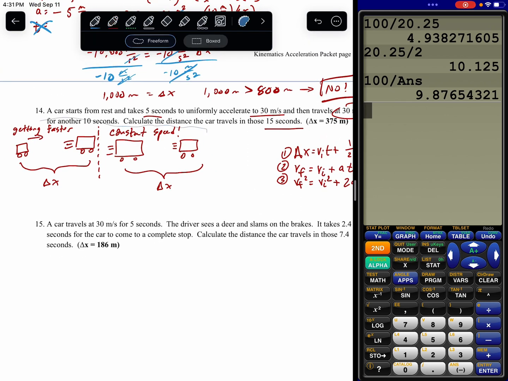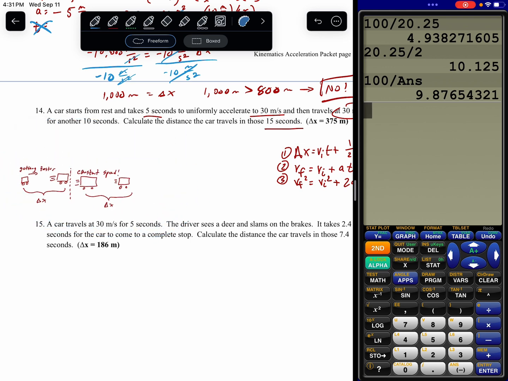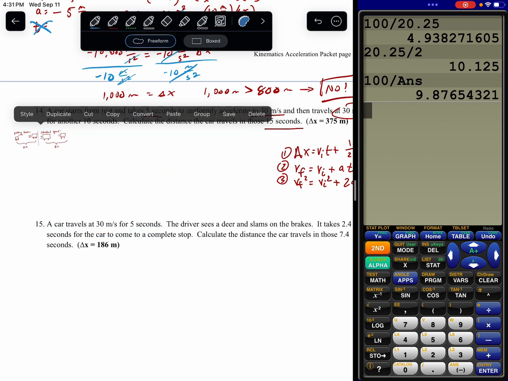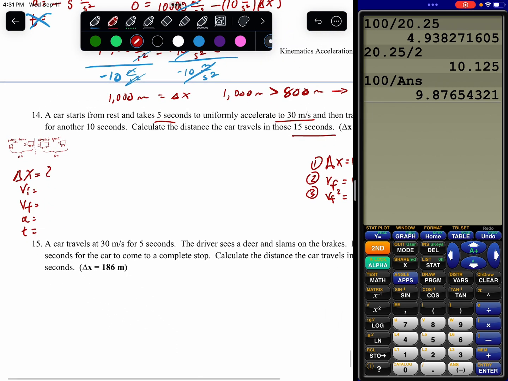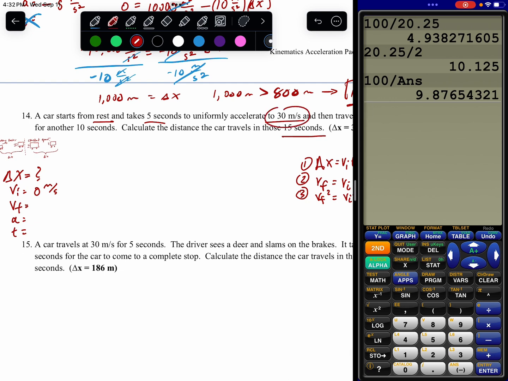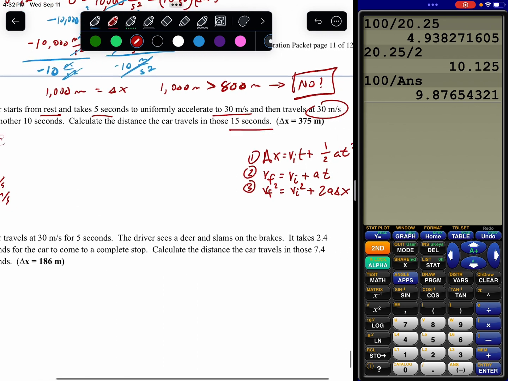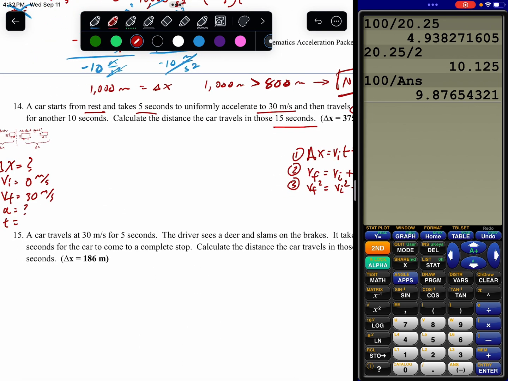I'm going to bring our beautiful diagram and shrink it quite a bit, if you don't mind. Okay, so let's solve for this first delta x, the delta x of getting faster. Let's write out our variables as we do every single time. We know we're solving for delta x. So what do we know about this situation? The car is starting from rest, so we have 0 meters per second. The final velocity is what they told us over here, 30 meters per second. We do not have an acceleration, that's our question mark, and we have a time of 5 seconds.